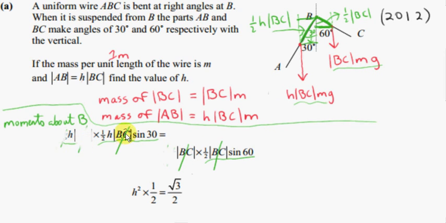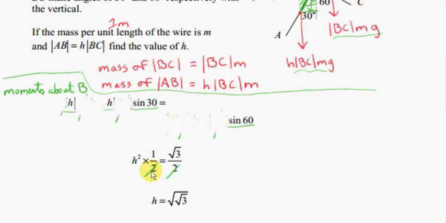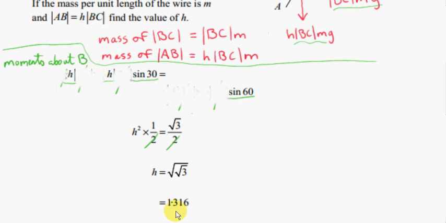So we have a lot of cancelling going on here, obviously. We end up with h squared sine 30 equals sine 60. The sine of 30 is a half, the sine of 60 is root 3 over 2. Multiply both sides by 2 and take the square root of the right hand side. So h is the square root of root 3, which is 1.316.